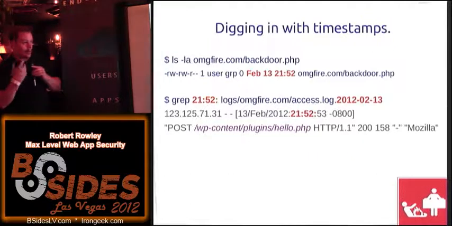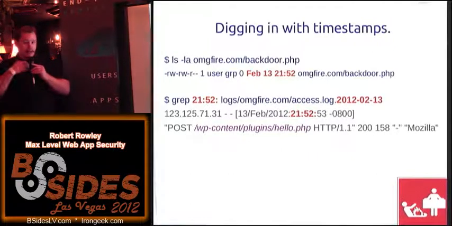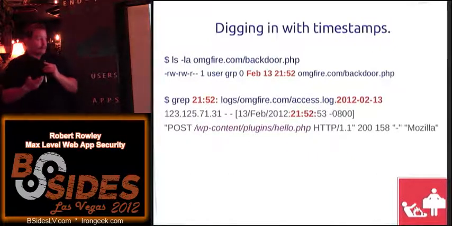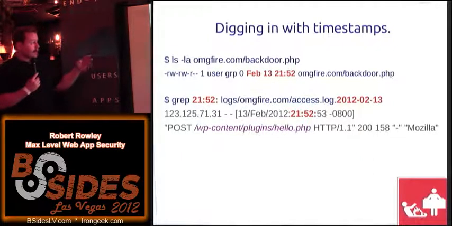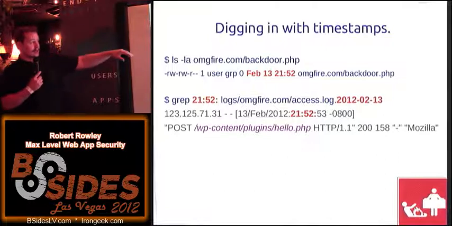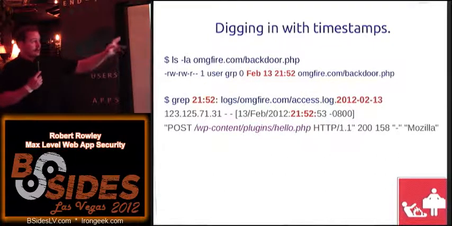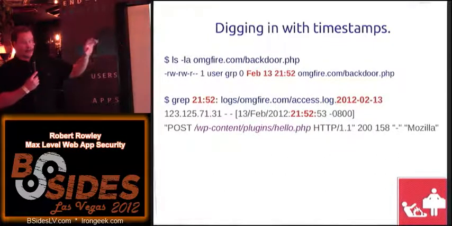So when a site's compromised, this is pretty much the first thing I do, and I typically find what's going on, what's broken, and so on. This is an example of a backdoor found on a website. The area in red is a timestamp.